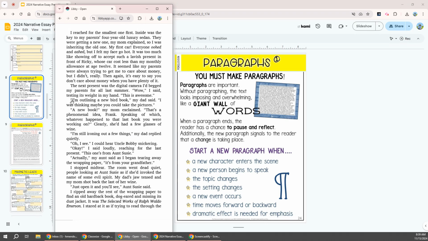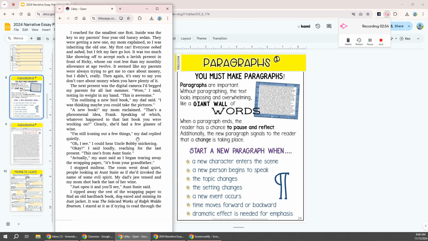So this person is talking, it says, "I'm outlining a new bird book," my dad says, "and I was thinking maybe you could take the pictures." And then the mom is going to respond, and when she responds, we start a new paragraph because it's a new person talking. We have what she says here, and then the speaker tag, which in this case says, my mom exclaimed. That's how we tell who is talking. It's called a speaker tag when we say, my dad said, or my mom exclaimed.